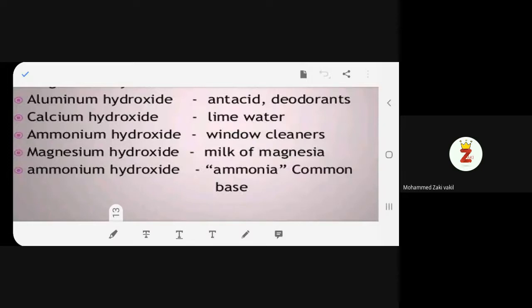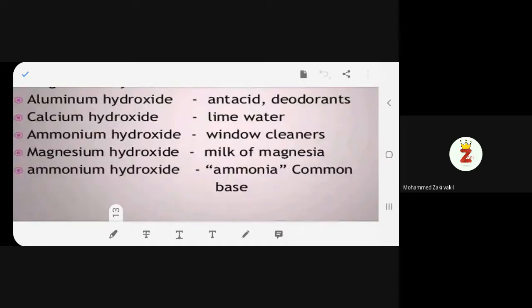Have you heard of deos? You spray this on yourself. When you sweat a lot, you use deo. Is this clear? It's not perfume actually, it's a spray.